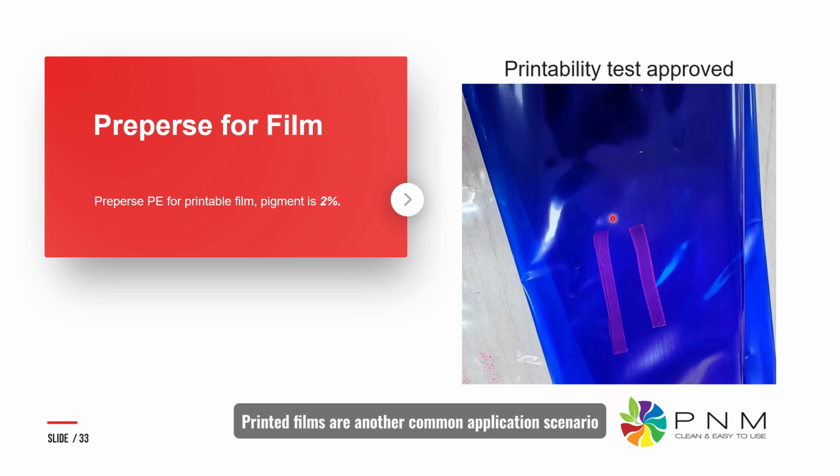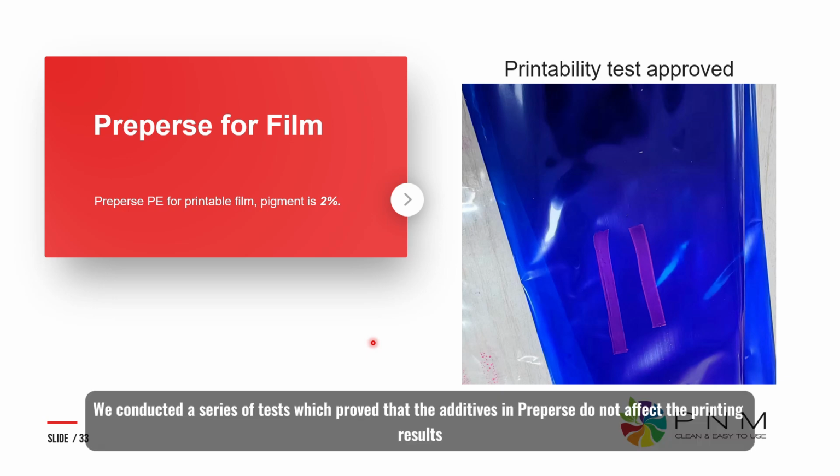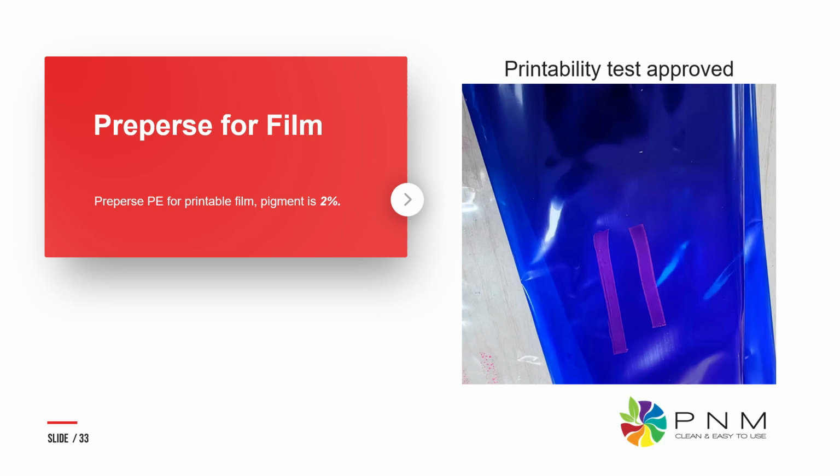Printed films are another common application scenario. Low molecular weight additives tend to migrate to the surface of the product, causing printing ink to peel off. We conducted a series of tests which proved that the additives in Pre-dispersed do not affect the printing results.